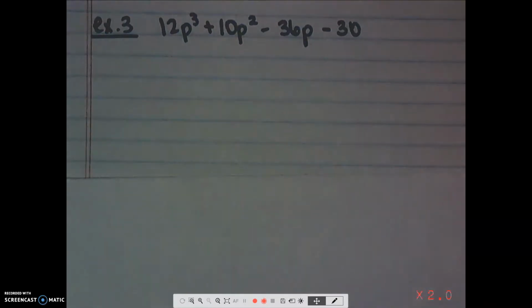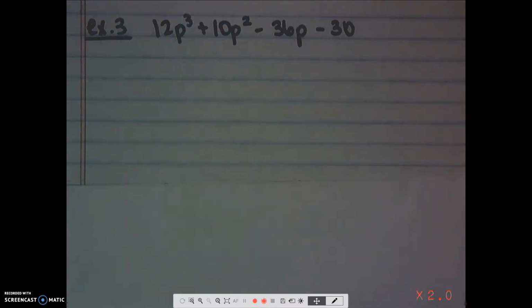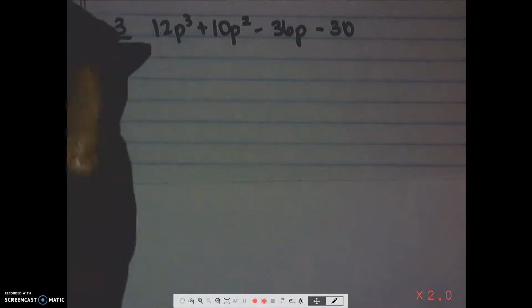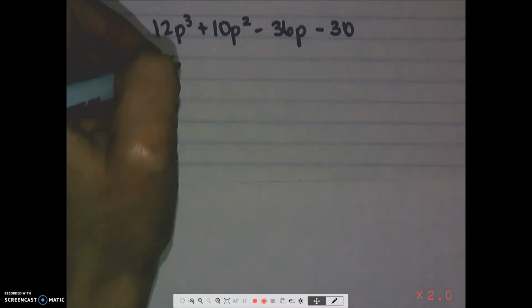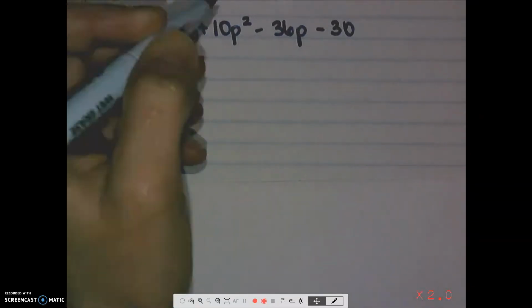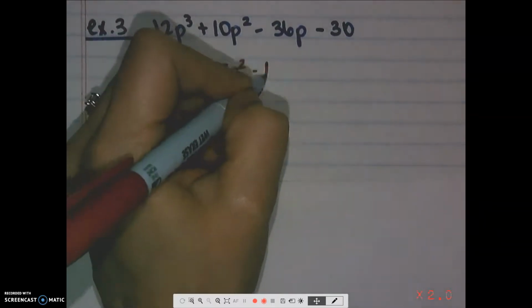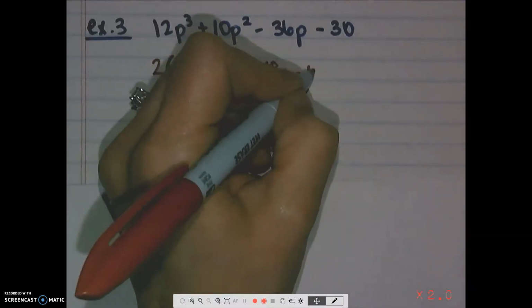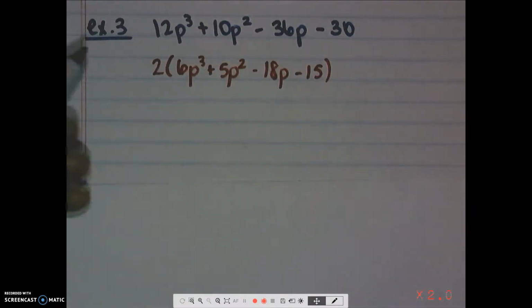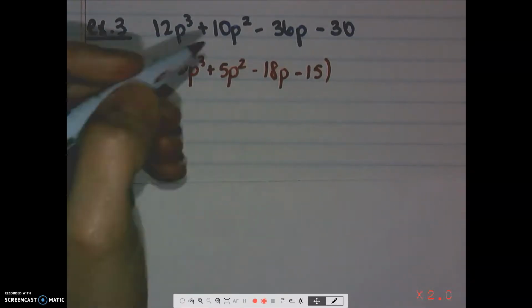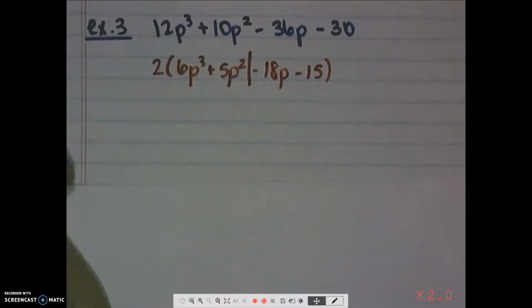We have 12p to the third plus 10p to the second minus 36p minus 30. So if I'm looking at all of these, they do have something in common. So they all share a 2 in common. So I'm going to bring that 2 out first. And left-hand side would be 6p cubed plus 5p squared minus 18p minus 15. Now this GCF of 2, we're going to just ignore for the current moment, and we'll come back to write that in. So we split it in half.